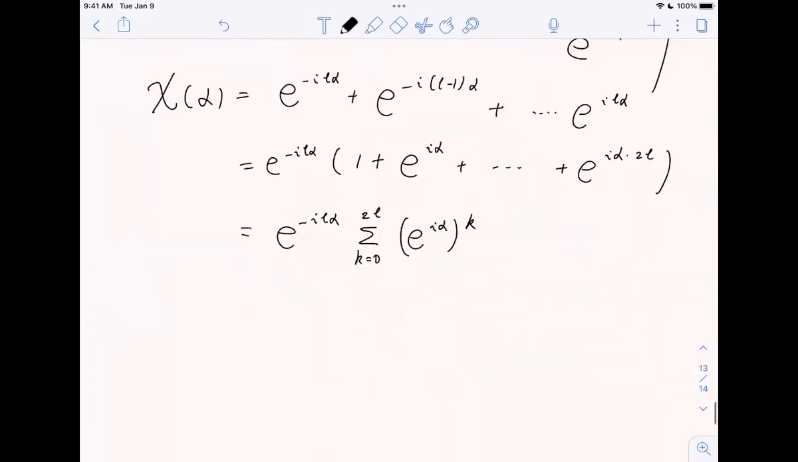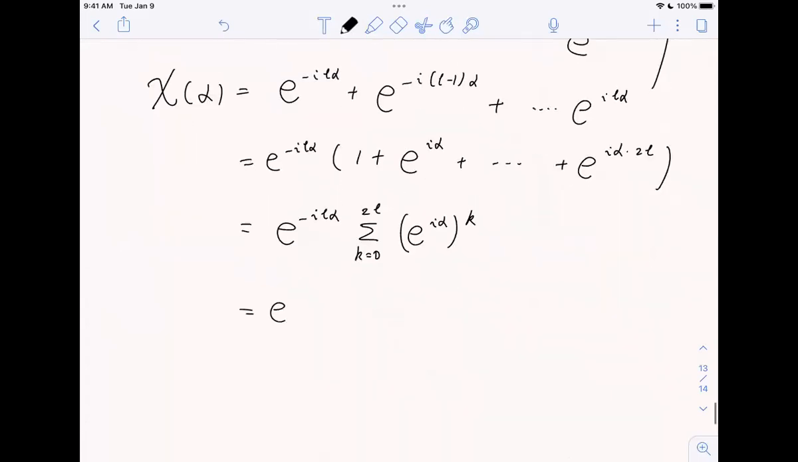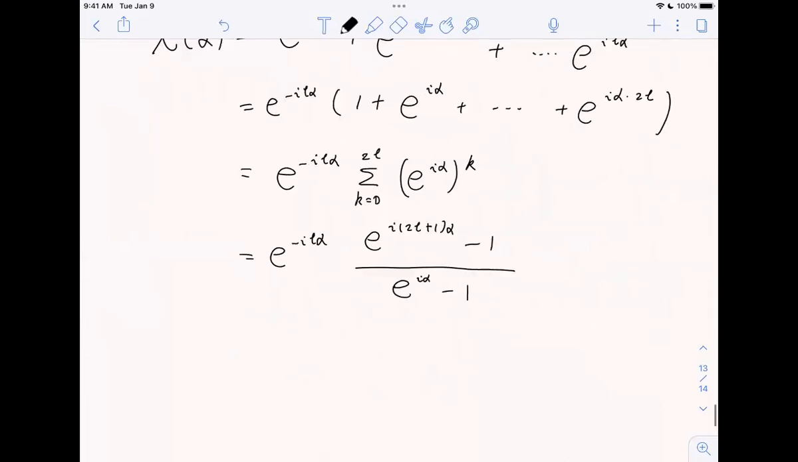Okay. So then this thing is just a geometric series. So you can get the result as e^(i alpha (2L+1)) minus 1. Okay, I skip this algebra. I think you can do it by yourself. This geometric series gets you this thing.